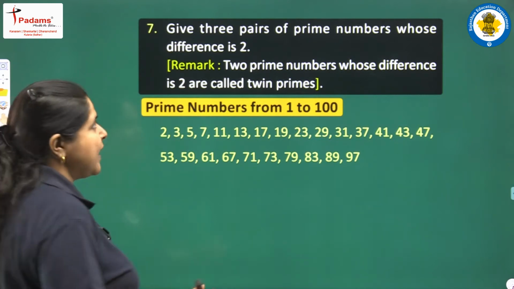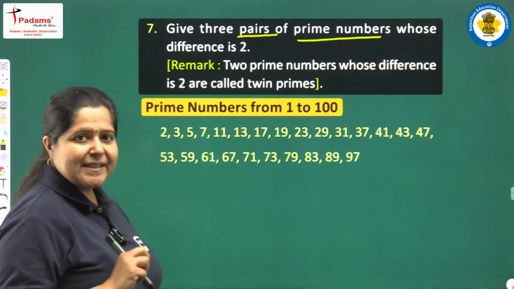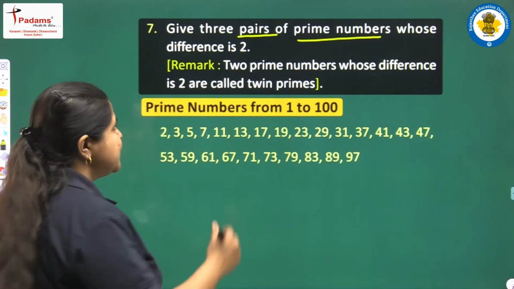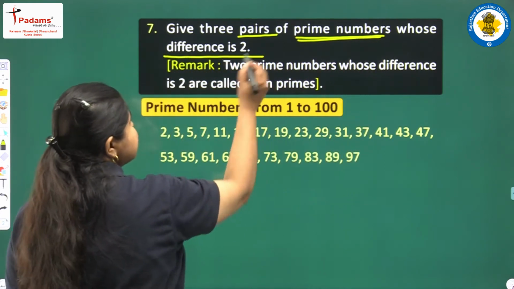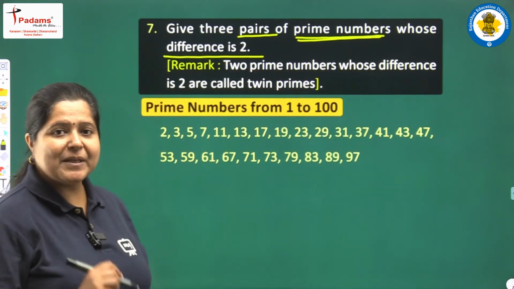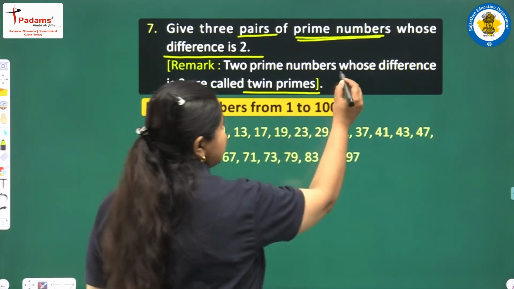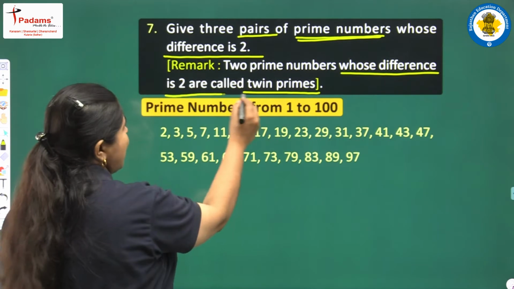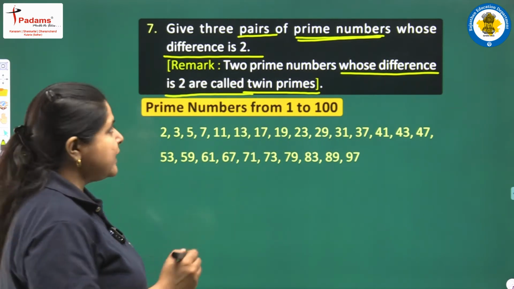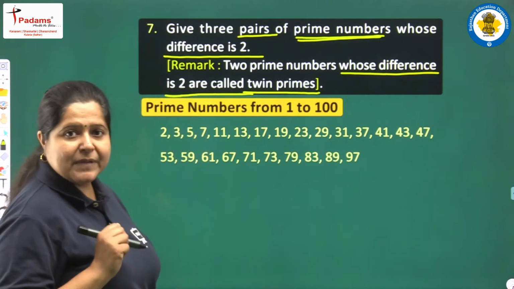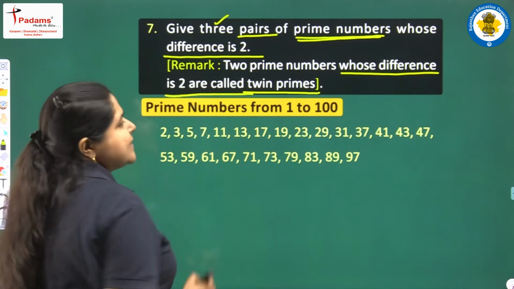Here we have to find 2 prime numbers. A pair means 2 numbers at a time. So we have to find 2 prime numbers whose difference is 2 and such prime numbers are called twin primes. 2 prime numbers whose difference is 2 are called twin primes. So this is new for you and now we will look out for such prime numbers whose difference is 2 and we have to find 3 such pairs.